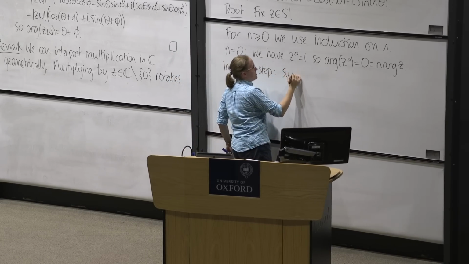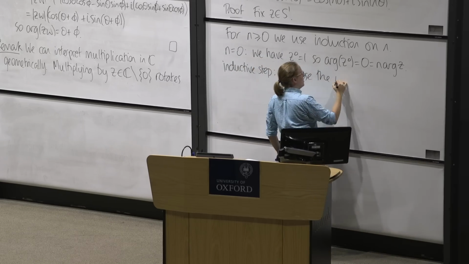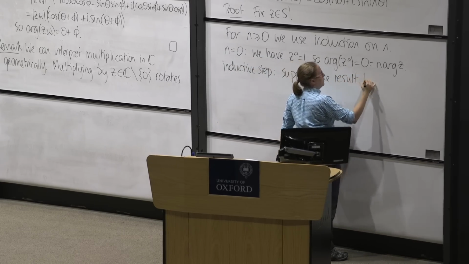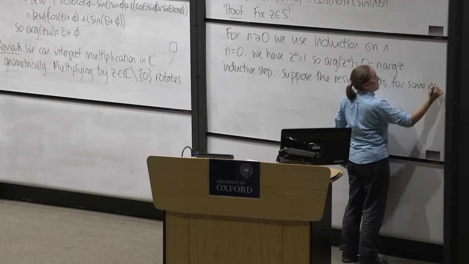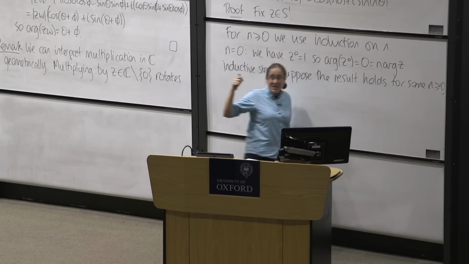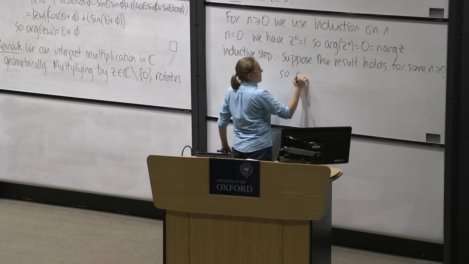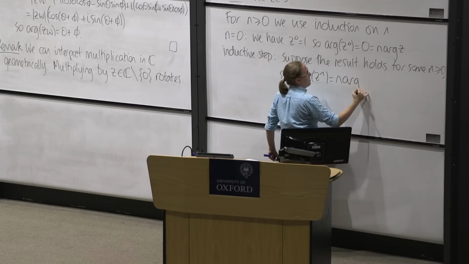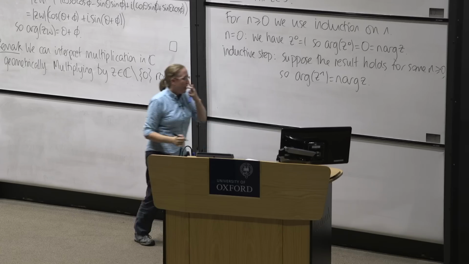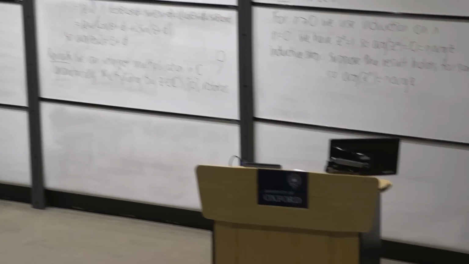So let's suppose the result holds for some n greater than or equal to 0. So we've got some fixed value of n where we're supposing it holds. So we're saying that the argument of z to the n is equal to n times the argument of z. And now we want to think about the argument of z to the n plus 1. So let's do that over here.